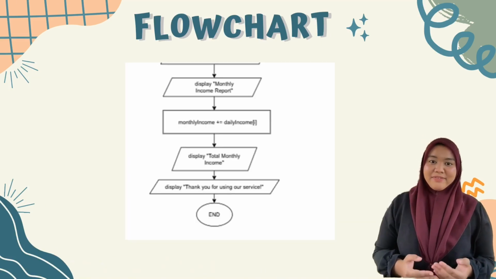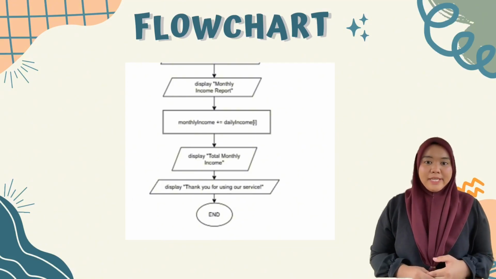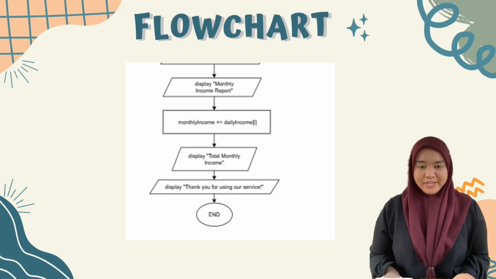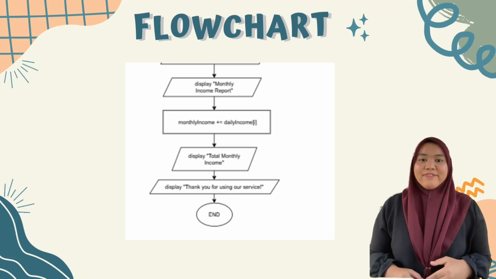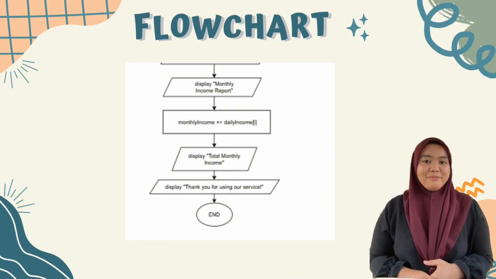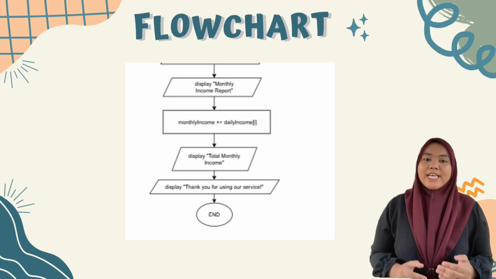After generating the receipt, the system updates the monthly income by adding the total daily income. It then displays the monthly income report and thanks the guest for using the service. In conclusion, this flowchart outlines a structured and efficient process for managing hotel bookings, payments, and reporting. It ensures a seamless experience for both the hotel staff and guests.